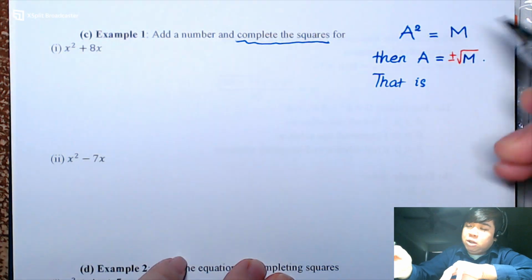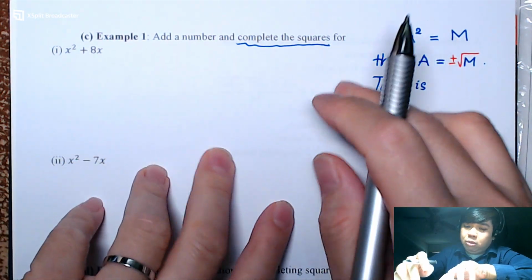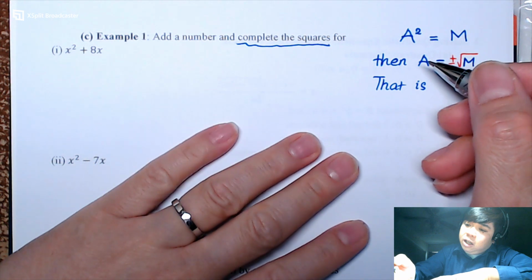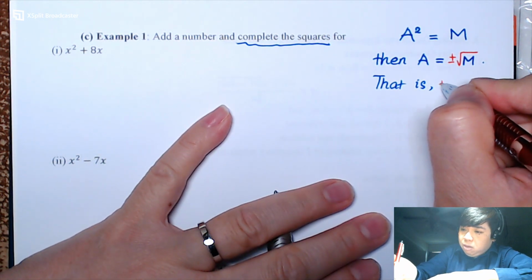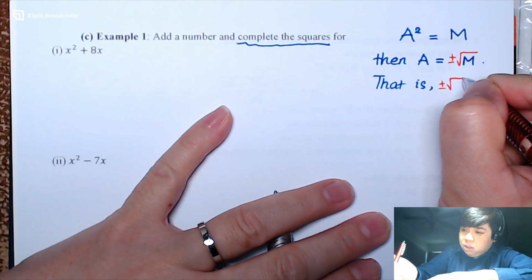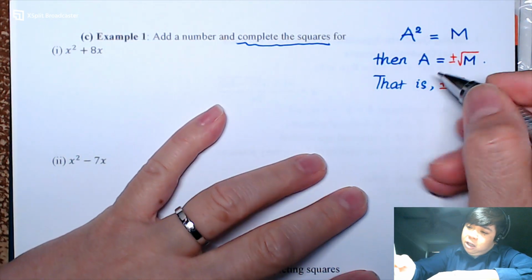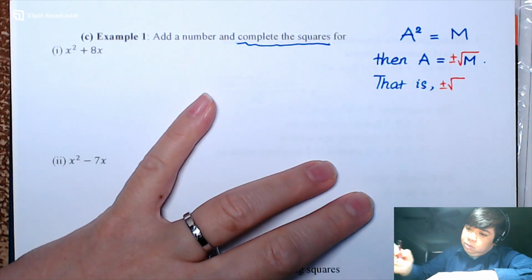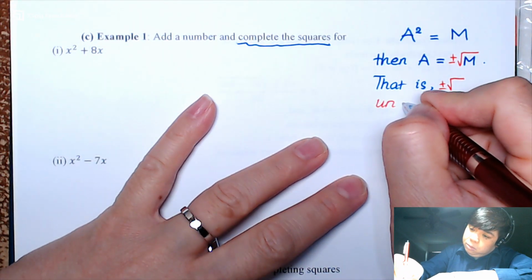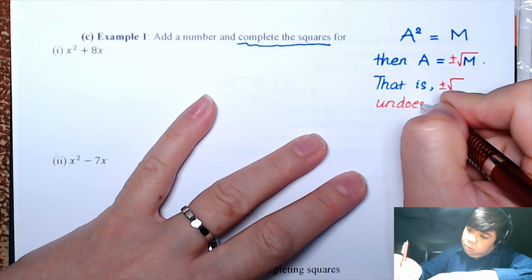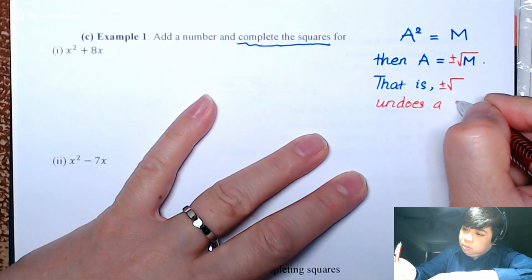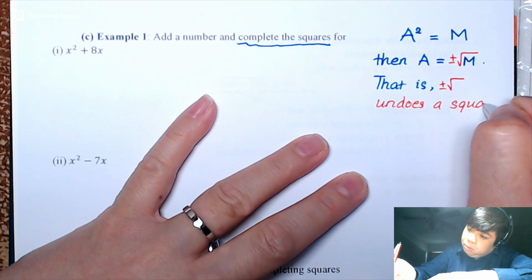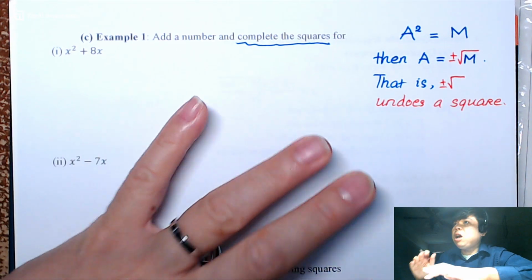I'm not sure if you have space here. I'm sorry. I remember we wrote something different here. That is plus or minus square root, undo, get rid of the square. We use plus or minus square root. Let's keep that in mind.